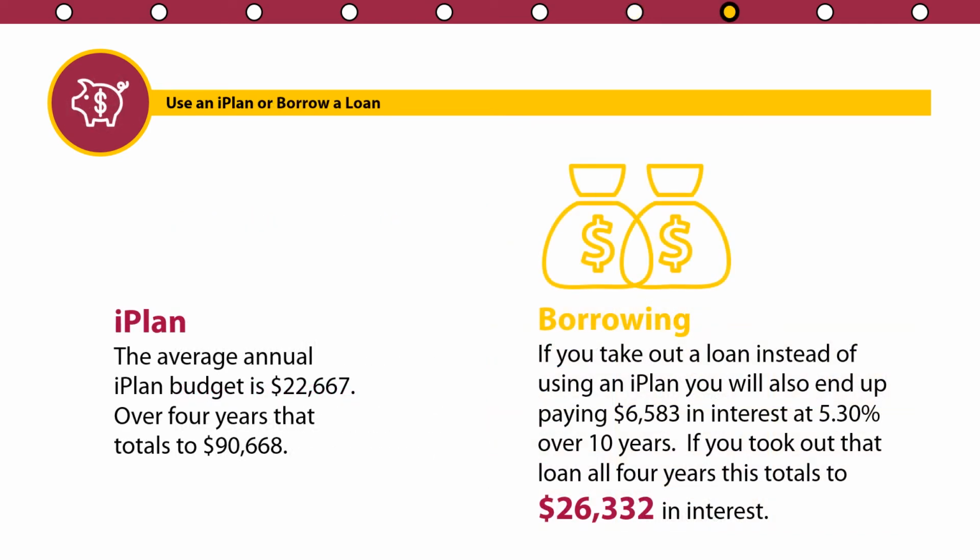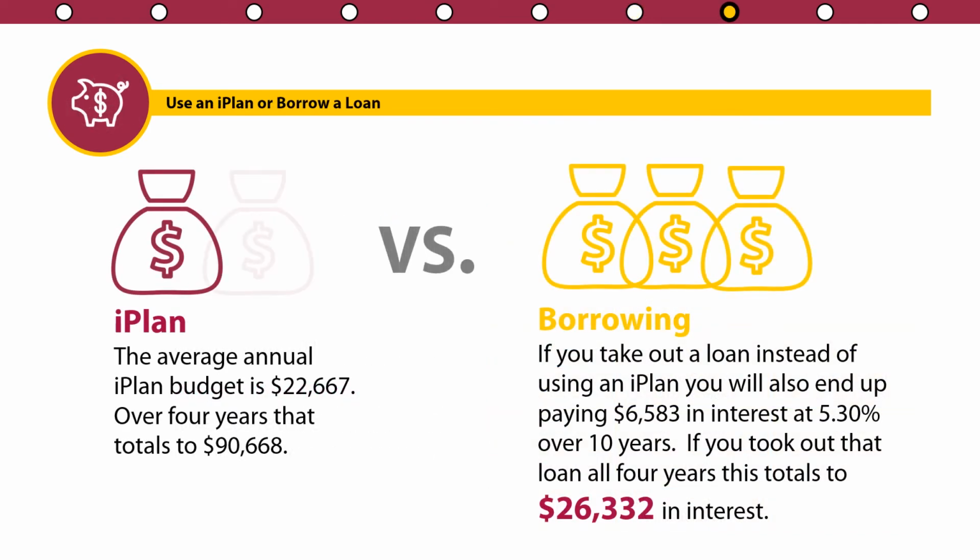Take a moment now and review the installment plan versus borrowing a loan. For many students, the annual budget for the installment plan is about $22,667. Over 4 years, that totals $90,668. Keep in mind, this is just an example. Every student is a little bit different, but for this example, these are the numbers we're going to use. So if you turn that into borrowing a loan, over 10 years, your interest would be about $30,000.